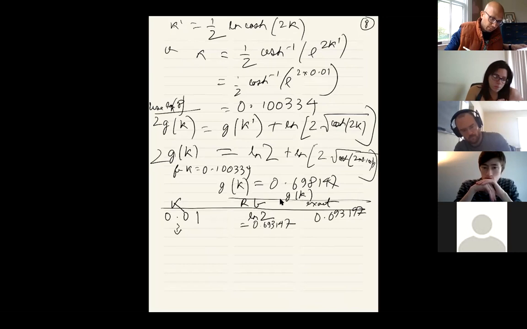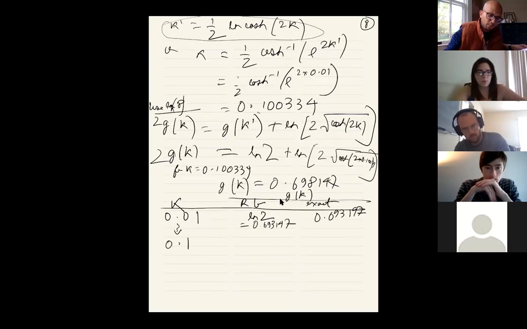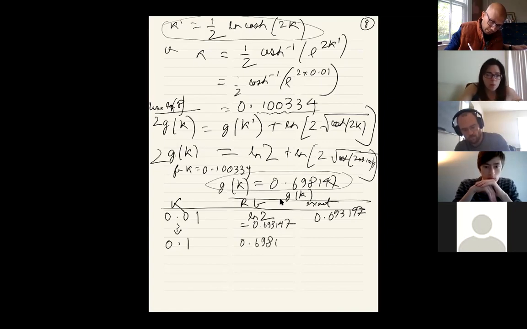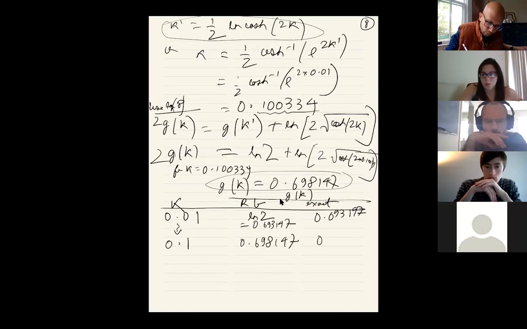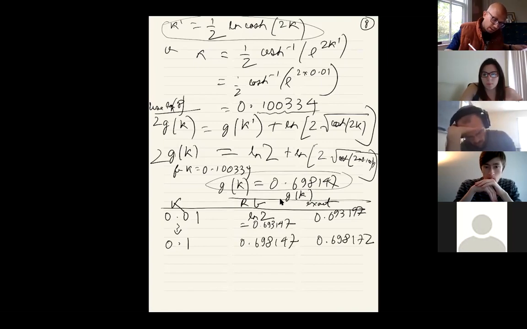Now from this, we used our formula for K prime is equal to half of this thing, and we've got a value of K, which was 0.1, right? It was 0.100334. I'm just going to write it 0.1. Then we calculated this G of K, and it happened to be 0.698147. Here, if you wrote down your Ising model and used the stuff for which Onsager was given the Nobel Prize and everything, actually calculated, you will get the answer as 0.698172.